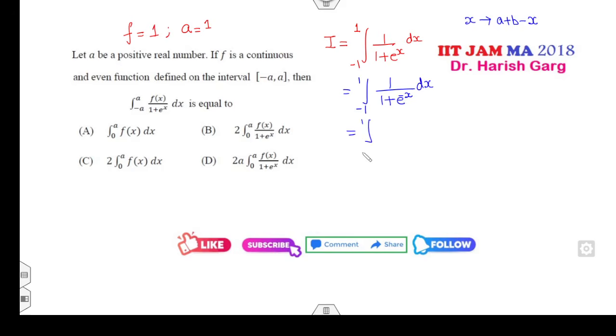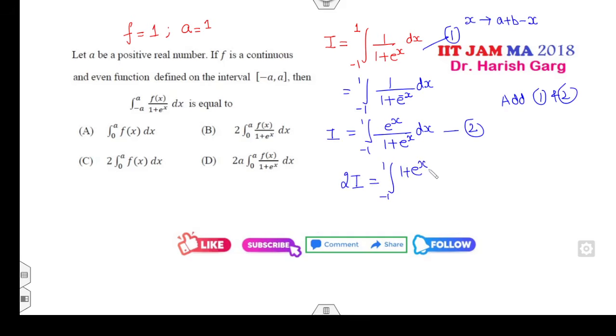So that will be 1 over 1 plus e raised to power -x, that is e^x over 1 plus e^x, into dx. Now you can add 1 and 2. What will happen? On the left hand side it is 2I. On the right hand side it is 1 plus e^x over 1 plus e^x. So what will its answer be? 1. If you solve it, it is 2, so I will be 1. So now you can see f(x) will be 1. Option A is the right answer of the problem.